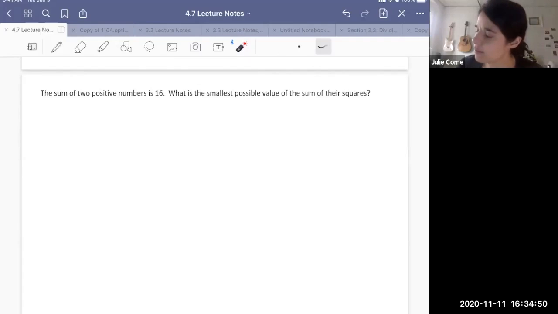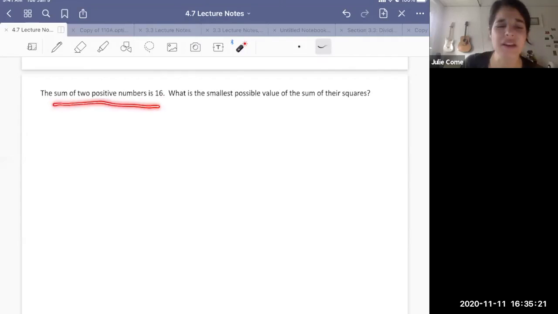So in this problem, we've been told the sum of two positive numbers is 16. And what we're looking for is the smallest possible value of the sum of their squares. It sounds like this problem hinges on two positive numbers, and we know that the sum of those positive numbers has to be 16.